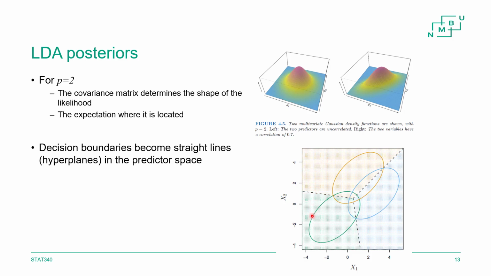And you can see the background has been colored by the same colors. So if you are somewhere in the yellow region, the yellow mountain is the highest one, right? Has the biggest probability. And over here it's the green, and over here it's the blue. So the decision boundaries are always straight lines in LDA. That's nice.